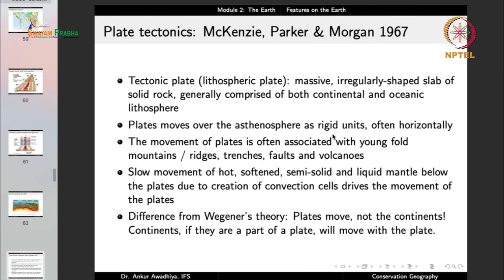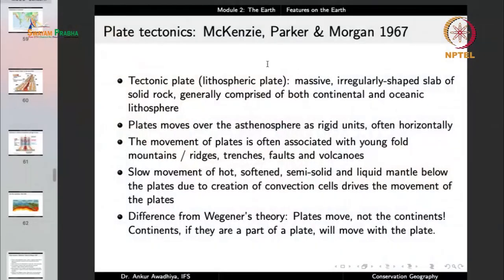We have looked at the seafloor spreading theory of Hess, and because of all of these, we can now synthesize our plate tectonic theory. It was given by McKenzie, Parker and Morgan in 1967, and it stated that tectonic plates are lithospheric plates, which are massive, irregularly shaped slabs of solid rock, generally comprised of both continental and oceanic lithosphere. So it is not that the continents are moving above the oceanic crust, but that both of these are moving together in the form of tectonic plates.